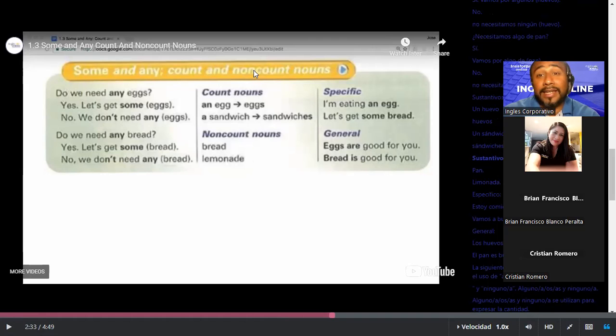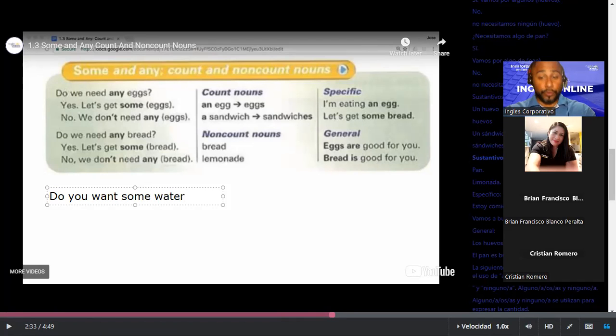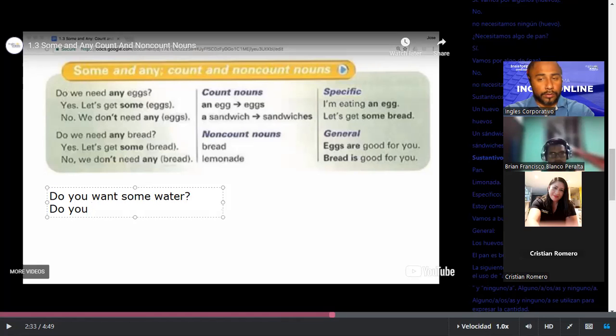Podemos decir también, digamos que si quieres ofrecer algo, le puedes decir a alguien, ¿quieres un poco de agua? Puedes decirle, do you want some water? Do you want some water? Do you need any money? So, puedes usar los dos, do you want some water or do you need any money or do you want any water? Las dos son correctas. No está en el video, pero se pueden usar.